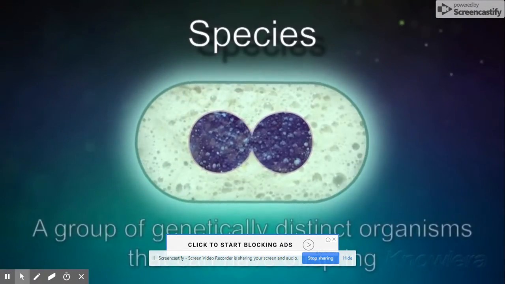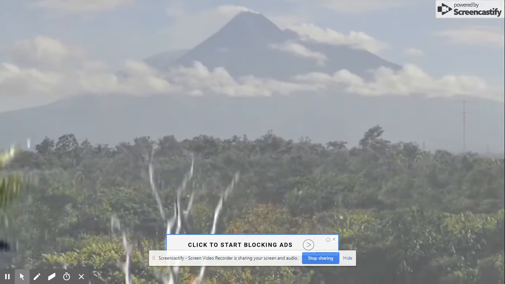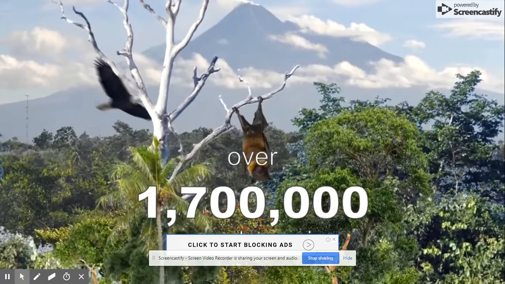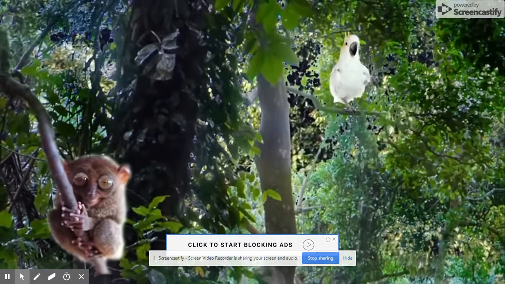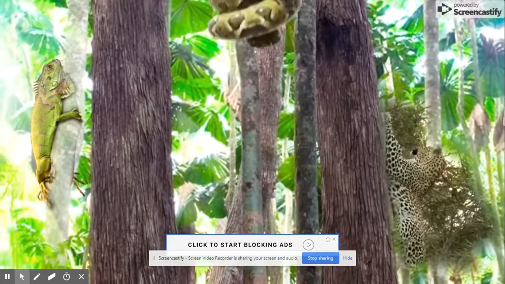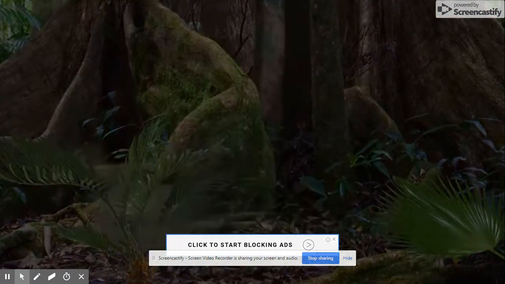A species is a group of genetically distinct organisms that can have offspring. To date, over 1.7 million species have been named, and new kinds of plants, animals, fungi, and microorganisms are being discovered all of the time. Scientists have predicted that there are between 3 and 30 million species on Earth.